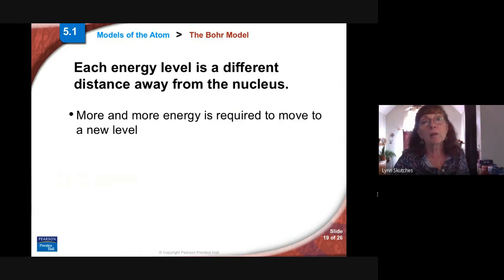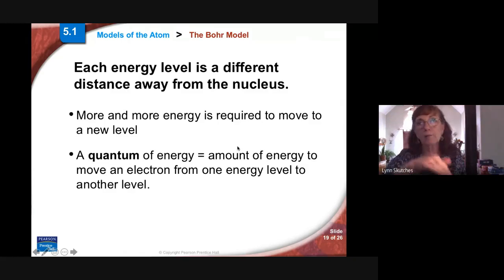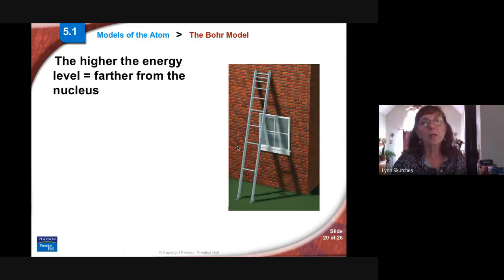Okay, all right, so each energy level is a different distance from the nucleus, kind of like layers on a cake or layers of sediment in the ground or whatever you want to talk about. You need more and more energy to move from one level to the next, just like walking upstairs. That's an easy one. And we call that amount of energy a quantum, a specific quantity, a specific amount you need to move.